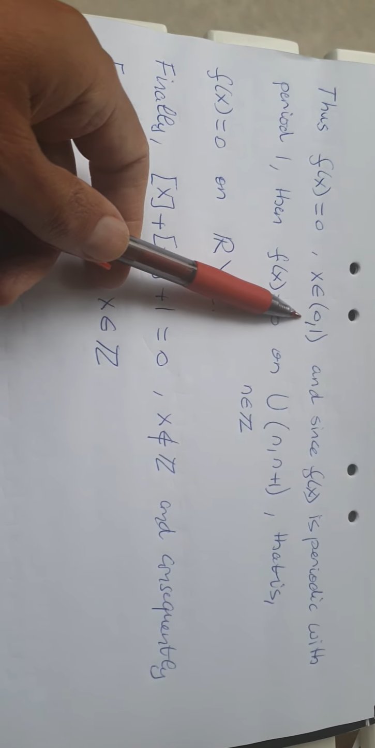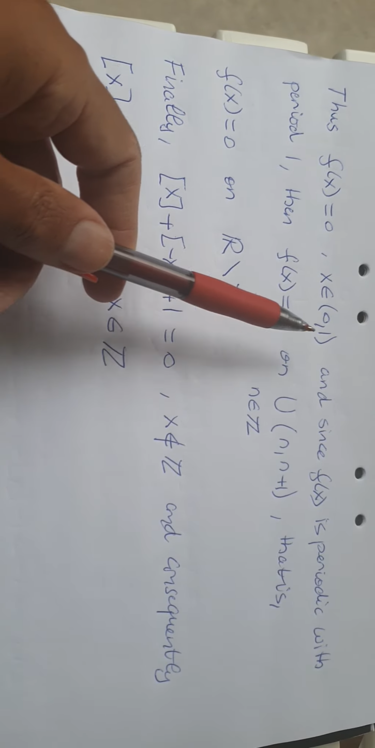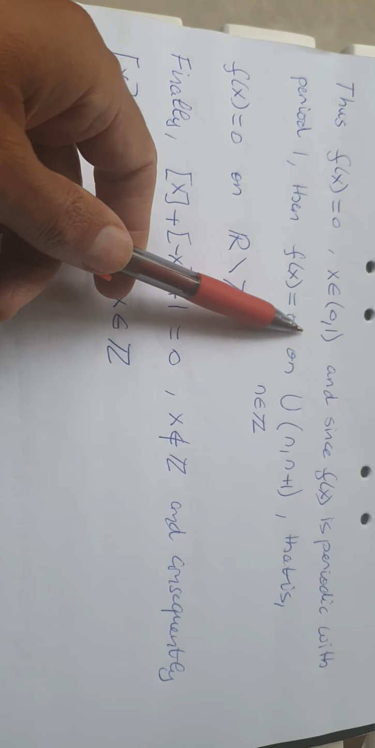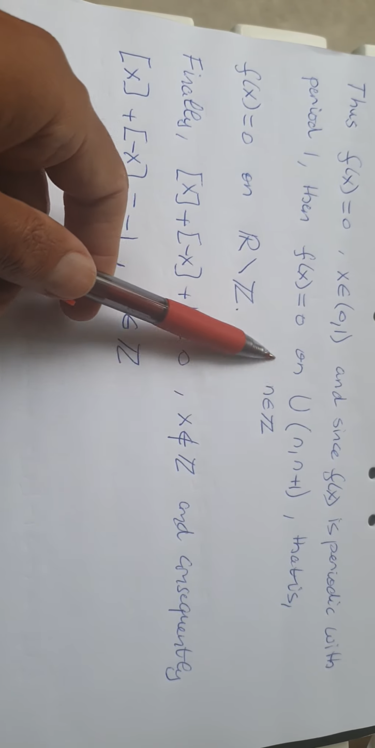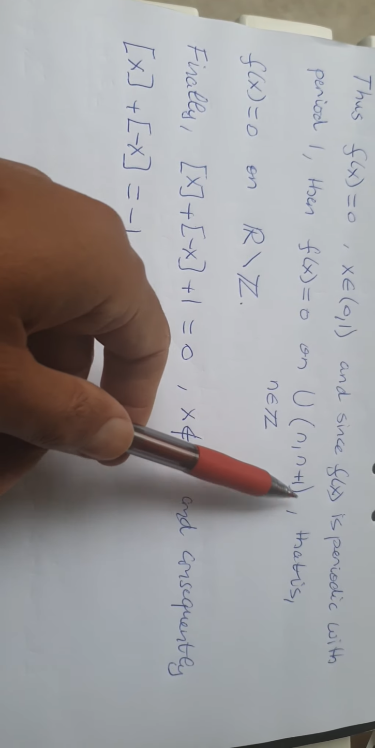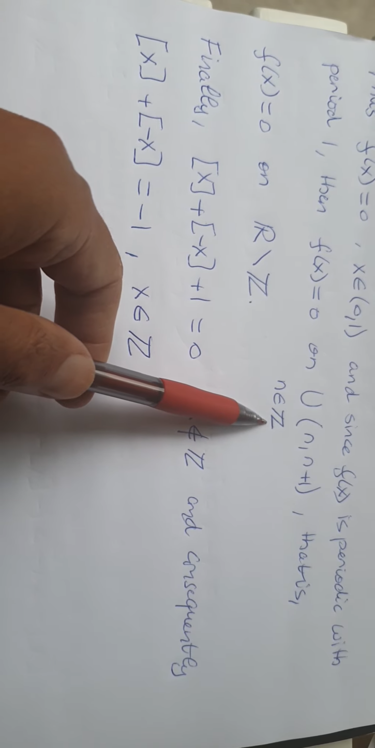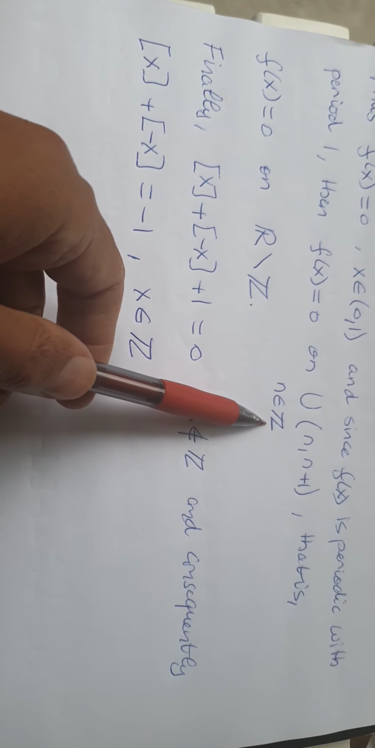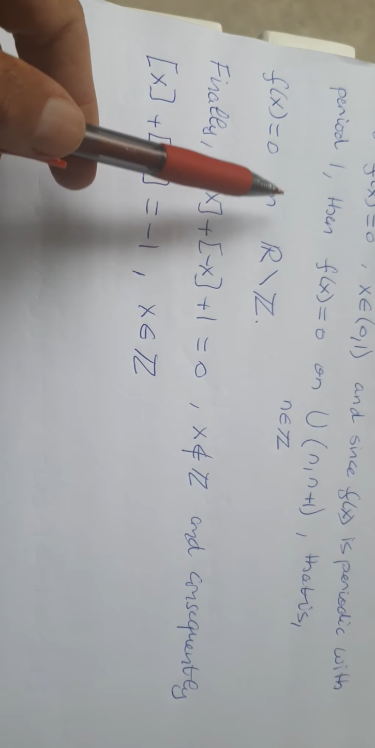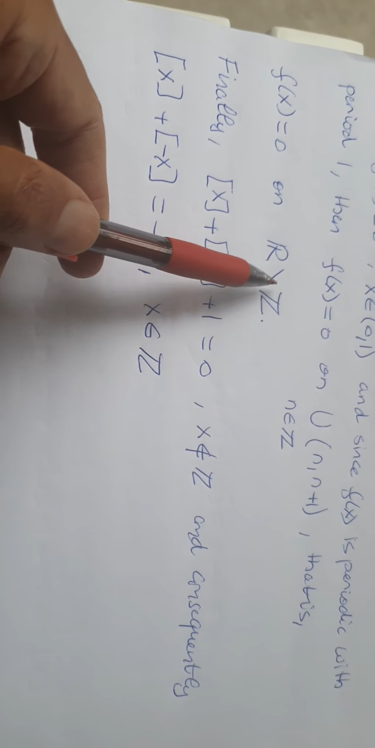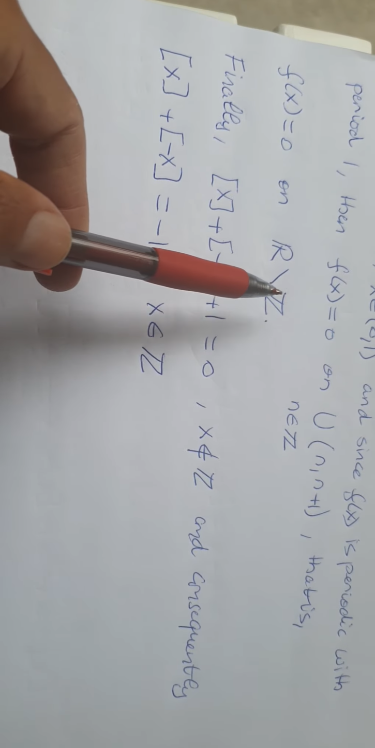But we know that f of x is periodic with period 1, which means that f of x is equal to 0 on each open interval of length 1, which means that f of x is 0 on the union of all such intervals of length 1 with n belonging to the set of integers, which finally means that f of x is null whenever x is not an integer. So R minus Z means that x is not an integer.